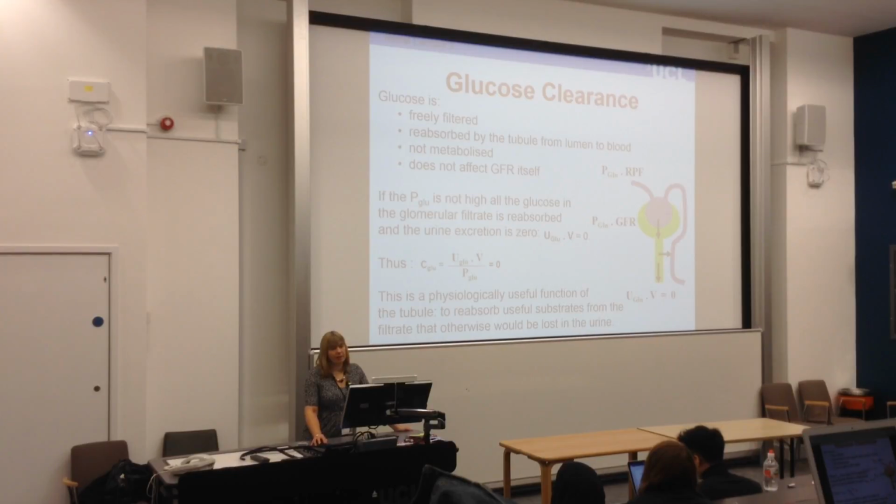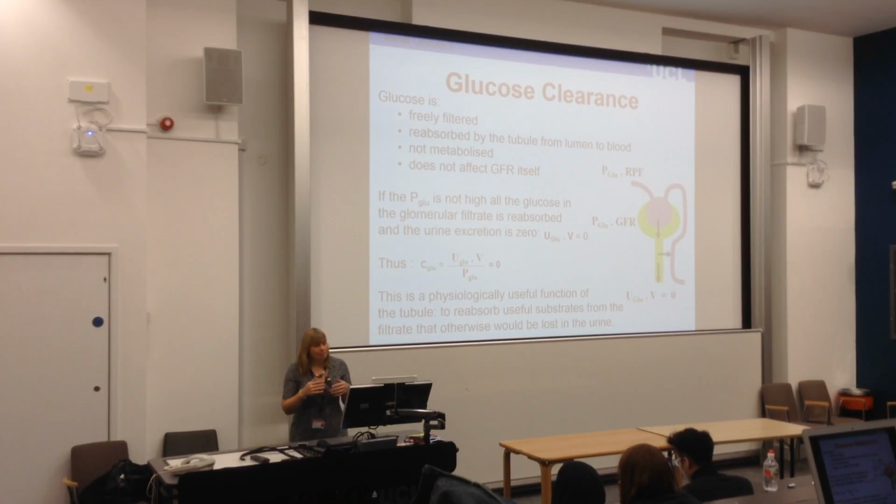So it means when we carry out the clearance calculation, the urinary glucose calculation will be zero because the urinary glucose concentration is zero. And it doesn't matter how much volume we produce, anything times zero is going to give us a zero figure. So the clearance of glucose by definition in the normal individual is zero. Now this is a very useful physiological function of the kidney because we know that it's due to reabsorption of the substrates in the proximal convoluted tubule, because otherwise we would lose glucose in our urine and we would lose valuable energy, which would be lost in the urine production.